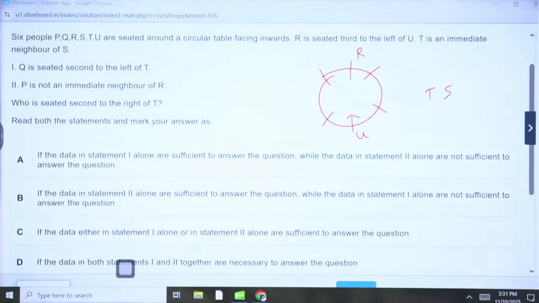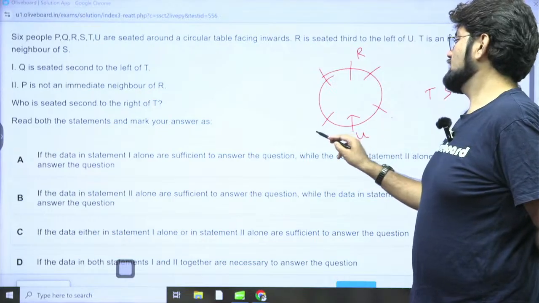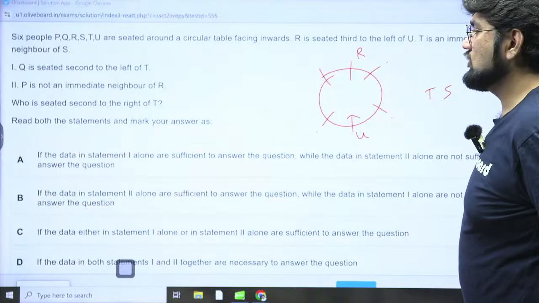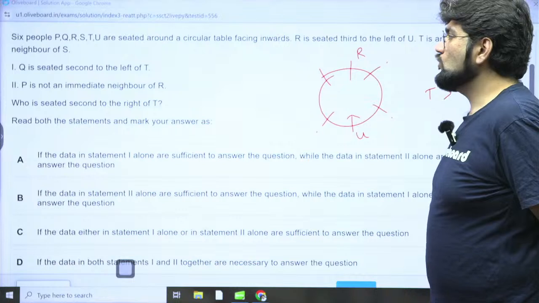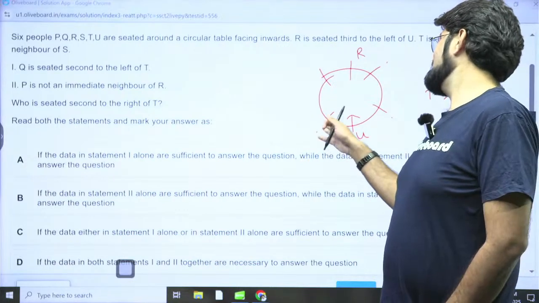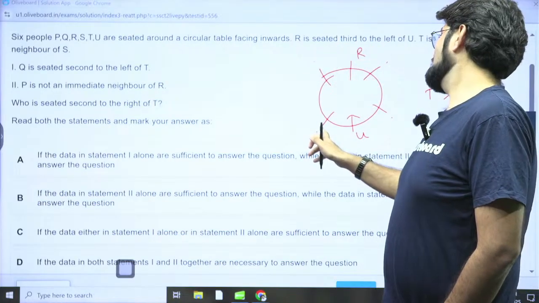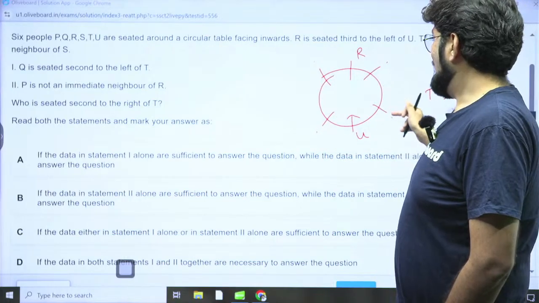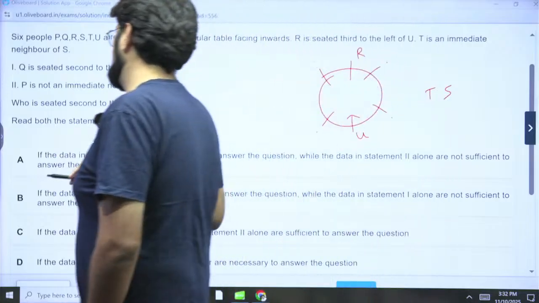Right? So check for 1 alone. The moment you check for 1 alone, Q is seated second to the left of T. So what are the cases which I can have? T is sitting here, Q is sitting here, S is sitting here. This is one case possible. What is the question? Who is seated second to the right of T? Yeah, I can get that. Q is seated second to the left of T. Now if T is seated here, Q cannot sit here. T is seated here, Q is seated here, S is seated here. So in that case, who is seated to the right of T? It will be this person, and here it will be a different person. So there are 2 options coming out. So 1 alone is not sufficient, definitely not sufficient.